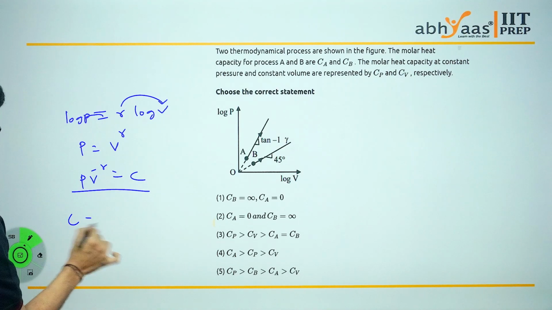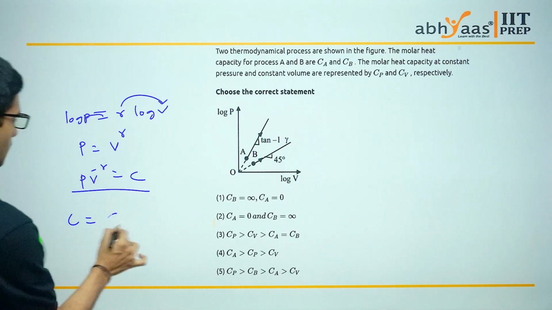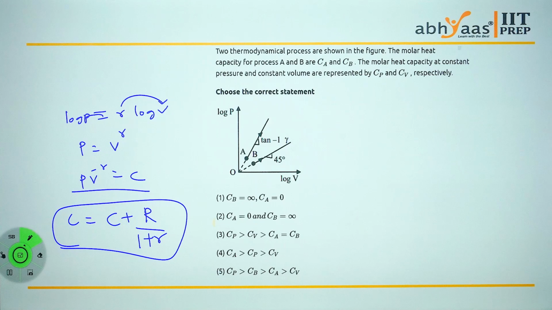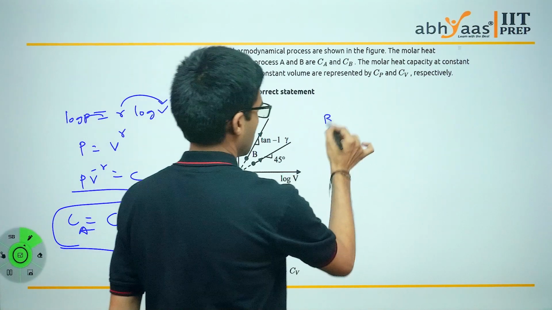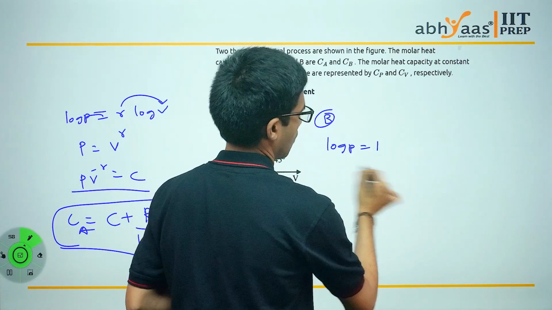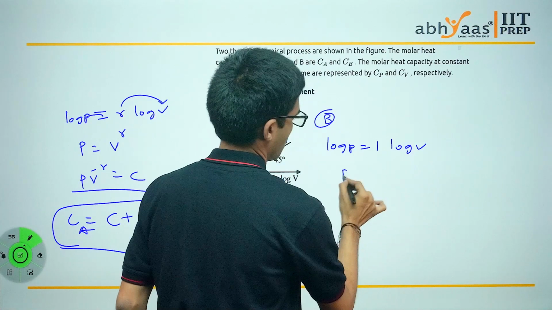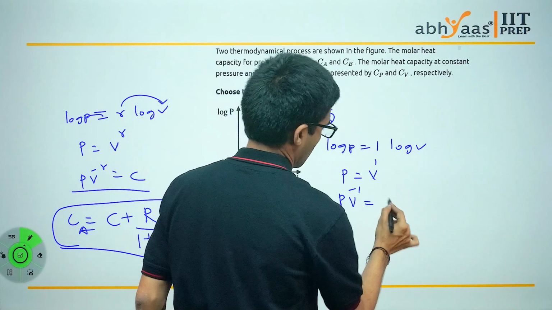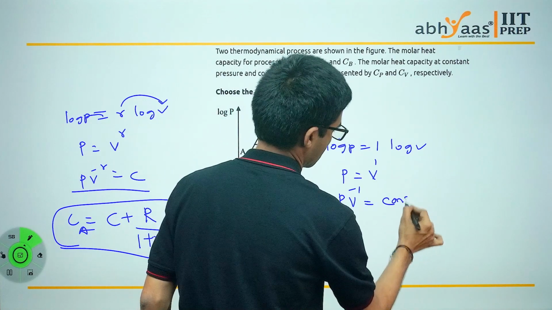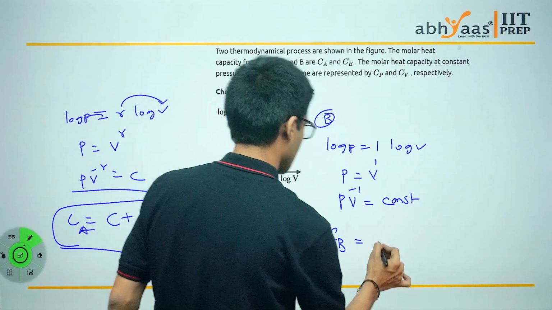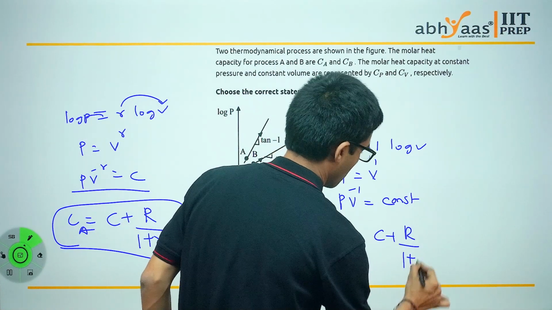So you know C is equal to C_v plus R by 1 plus gamma. This is the first one, that is C_A. For B, if you take, log P is equal to 1, tan 45 is 1, slope, log V. So P is equal to V power 1. If you bring this side, P V power minus 1 is constant. This is specific for C_B. This is C_A. This is C_B is equal to C_v plus R by 1 plus 1.